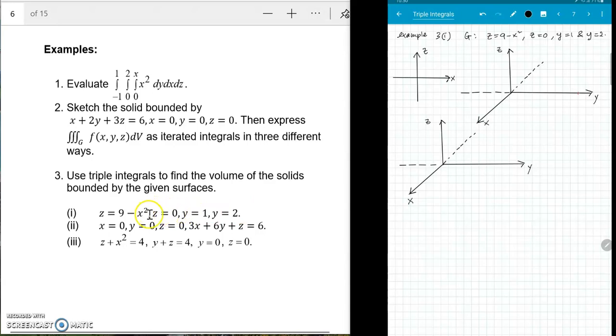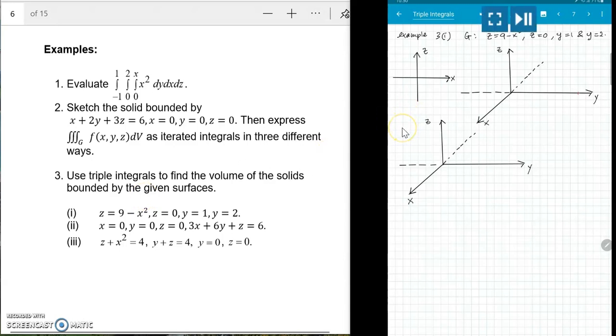Okay, everybody knows z equals 0. Z equals 0 is just the xy plane, so it's horizontal. Y equals 1 is a vertical plane, and y equals 2 is also a vertical plane, and z equals 9 minus x squared is really a parabolic cylinder. But let me refresh your memory on how to plot that.